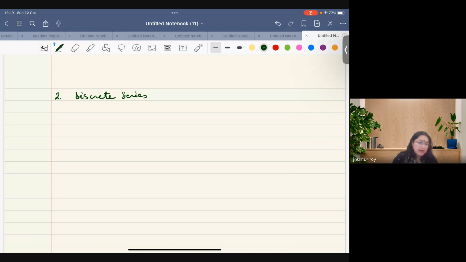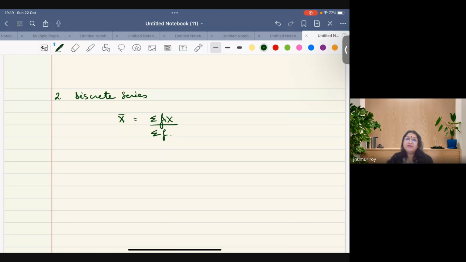Okay. Now, in this discrete series, what do we have? We have a frequency table and we have marks. So the formula for this becomes x bar is equal to sigma fx divided by sigma f.